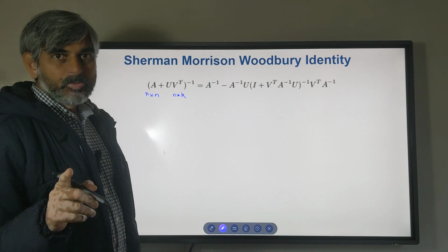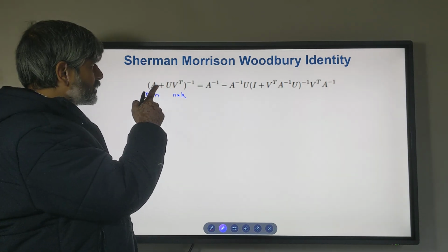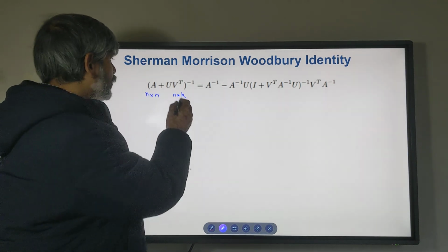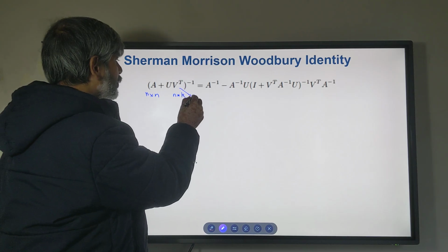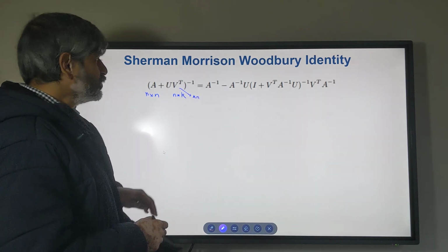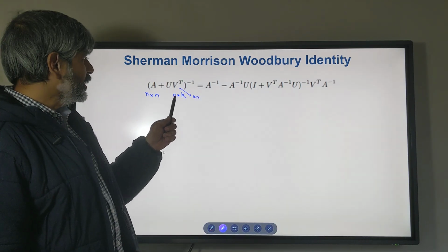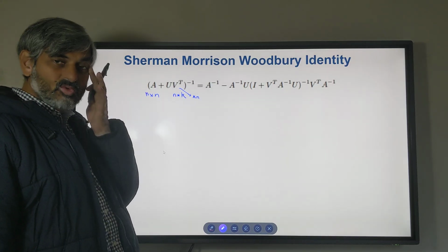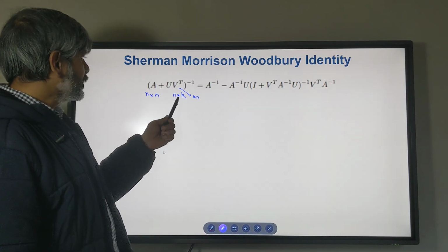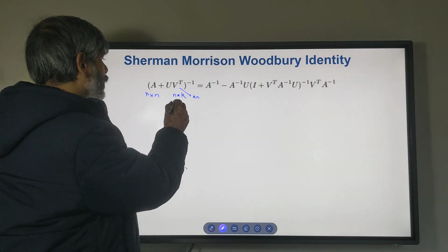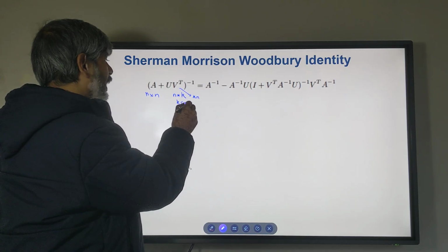And then V is also an N by K matrix, so V transpose is going to be a K by N matrix. So U V transpose is also an N by N matrix, so we can add these two matrices, and mentally assume K is a very small number compared to N.